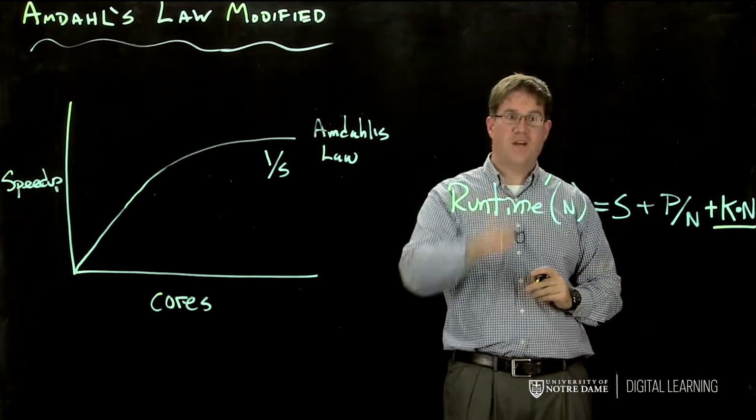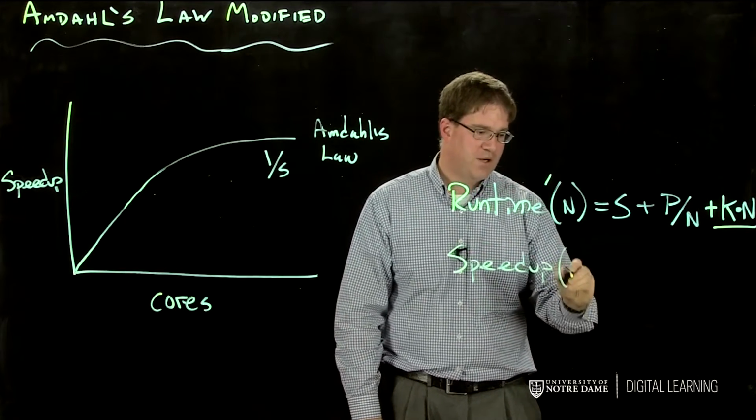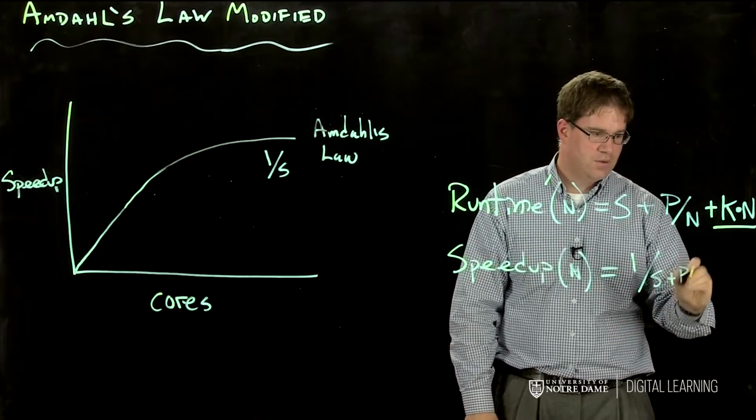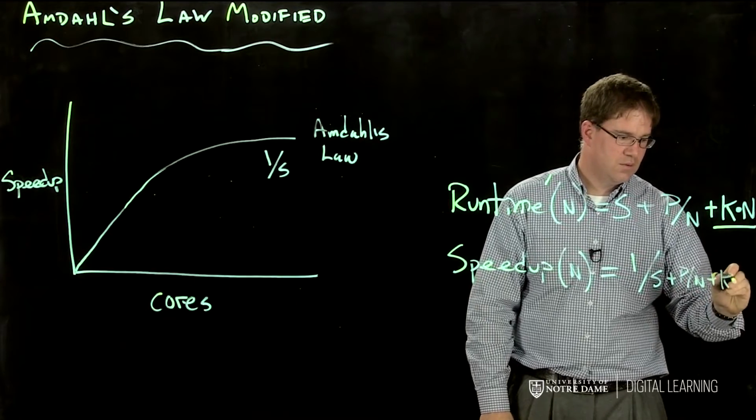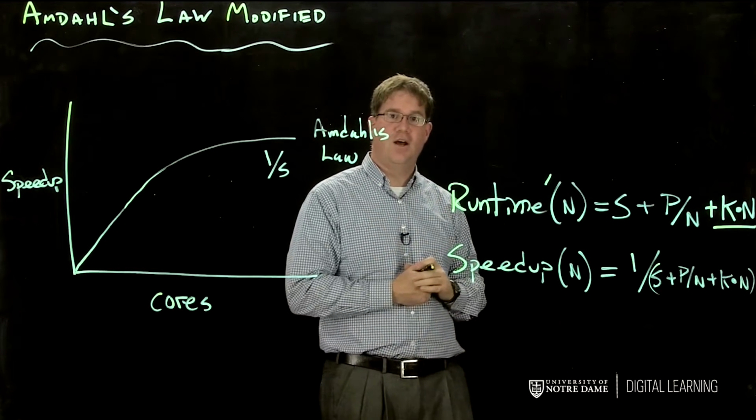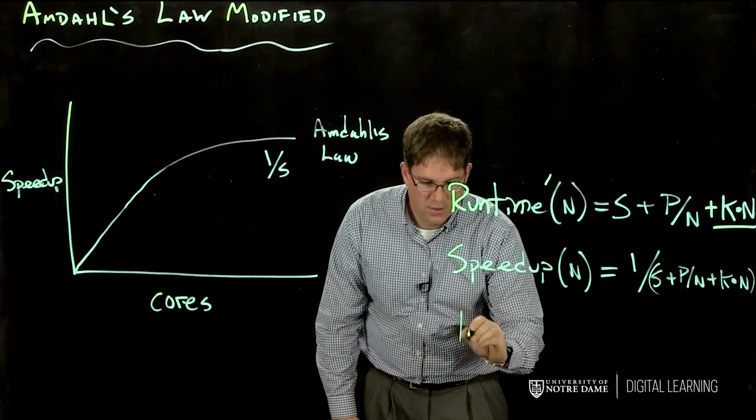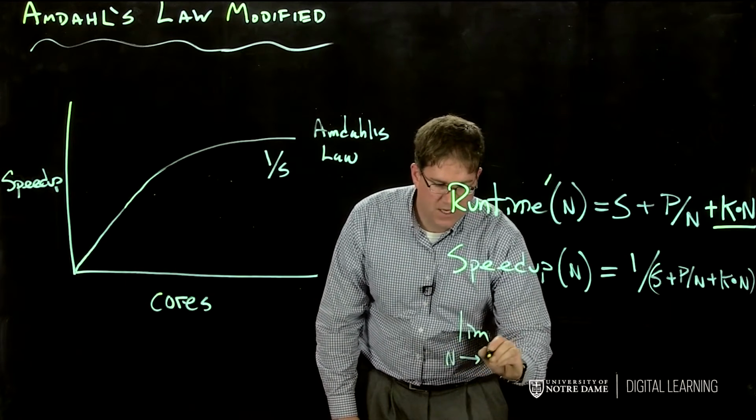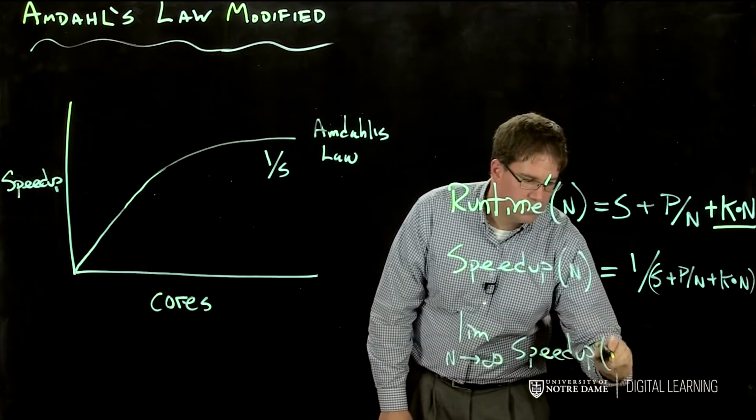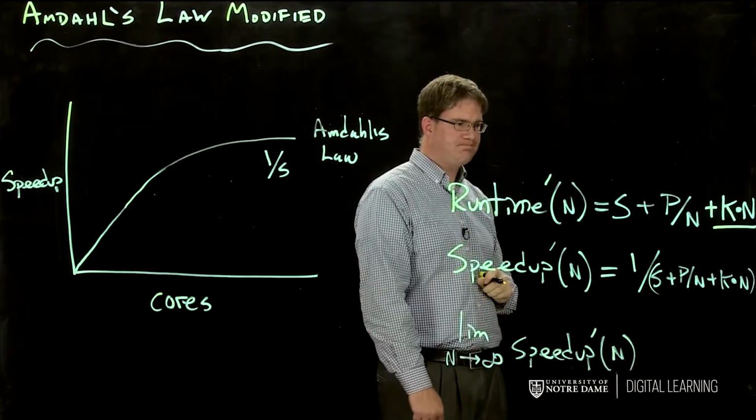Okay, so now if this is the runtime, then the speed up is simply going to be 1 over that value, keeping in mind that we defined our task to have a unit time to begin with. And now, what happens if we take the limit as n goes to infinity of speed up of n? And again, let me add my primes here to indicate that's Amdahl's law modified.